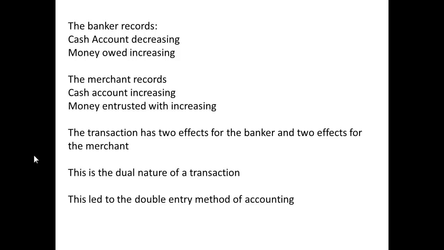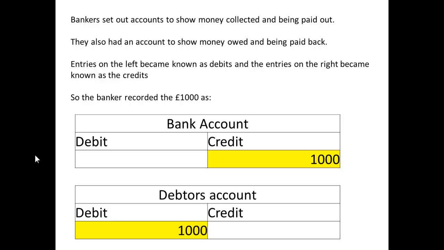The banker records that their cash account has decreased, but the money owed to them has increased. The merchant records the fact that their cash account has increased, but the money they've been entrusted with has also increased. So it doesn't matter whether we look at this transaction from the viewpoint of the banker or the merchant, there is still a dual nature to the transaction. And that dual nature led to the phrase the double entry method of accounting.